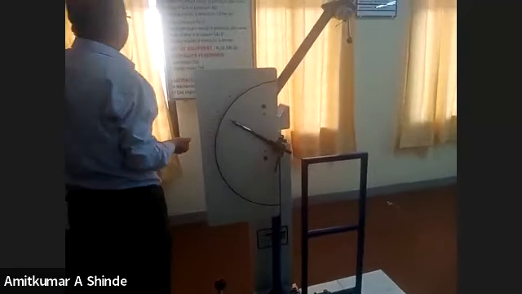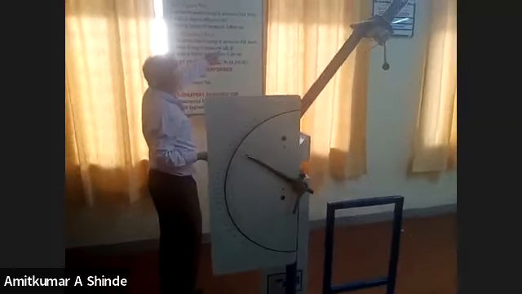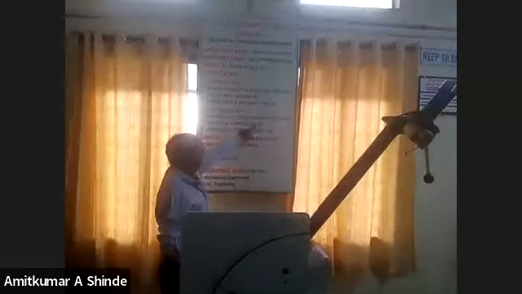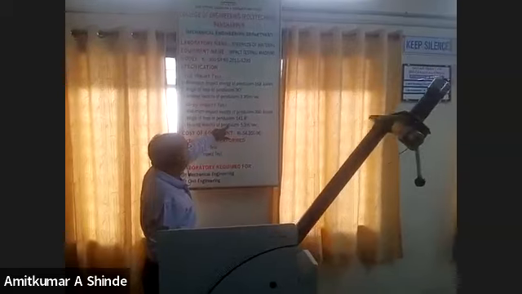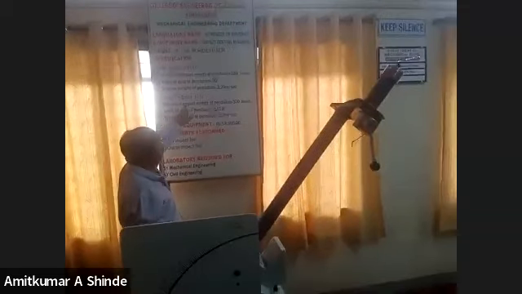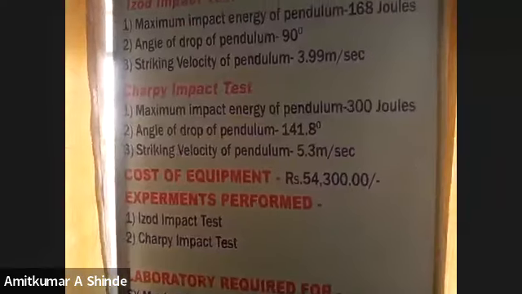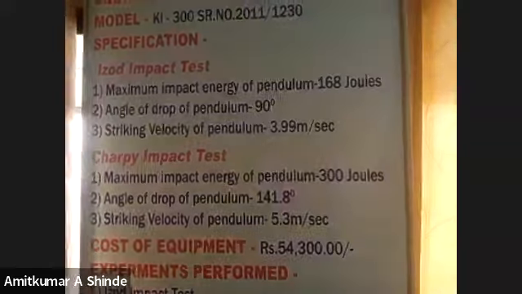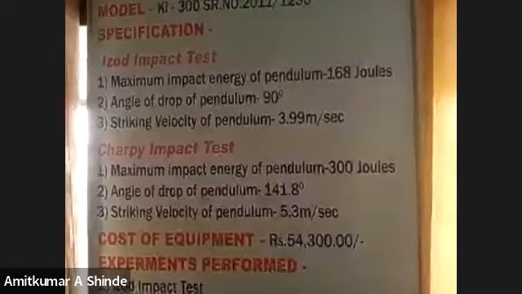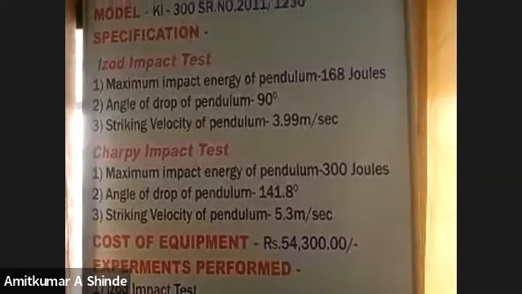So you can remember this: maximum pendulum angle and speed is there. Okay. Maximum impact energy of the pendulum is 300 joules. It is given in the scale of this. So 203 joules of energy is absorbed by this specimen.